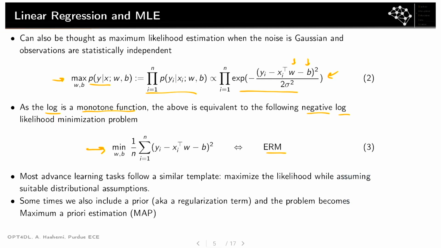Okay? Now, this is very useful because we're going to extend this idea to a lot of more complicated learning tasks. In particular, most advanced learning tasks follow a similar template. They hope to maximize the likelihood, right? But given that the situation could be a little bit more complicated, they may assume different distributional assumptions. So here we assume that the data is IID and the noise is Gaussian. Depending on your learning task, we may replace these assumptions with something else.